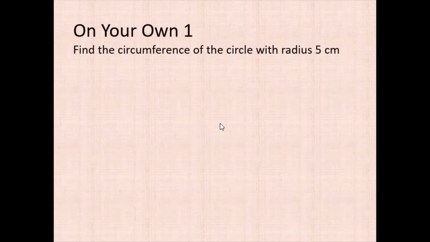All right, so try the on your own. Find the circumference of the circle with radius of 5. Use C equals 2 pi r. Pause the video, figure it out, and then once you've got it, resume it, and we'll see if you're right.